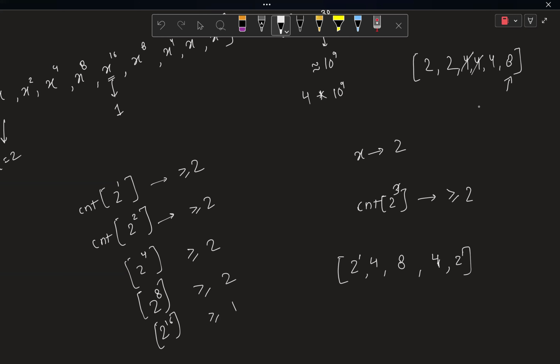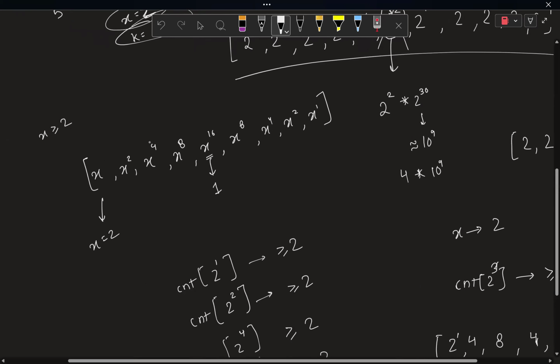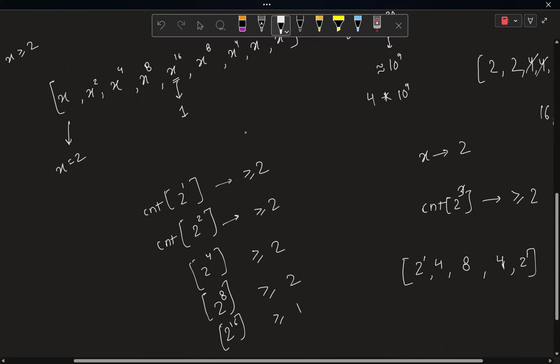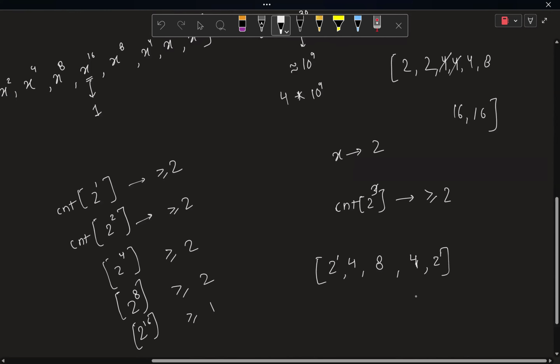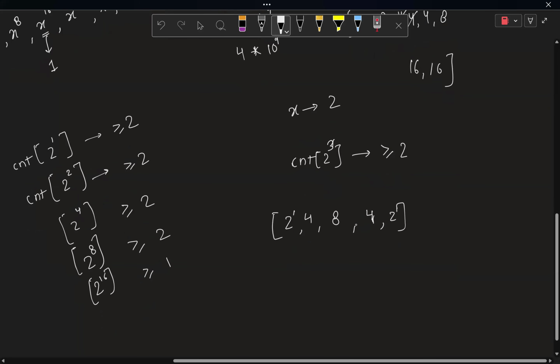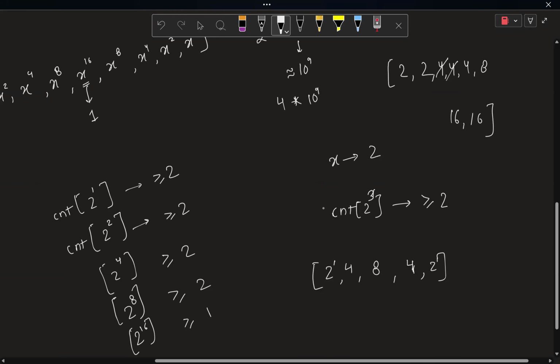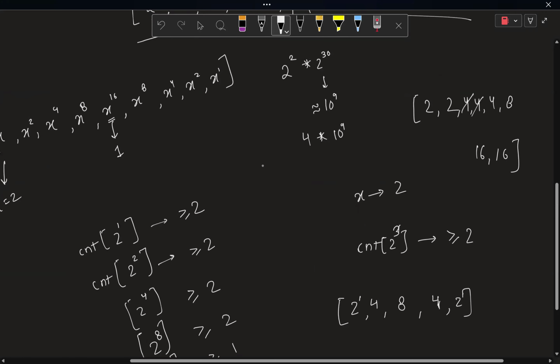And now, even if 16 was coming up, let's say two times, you still cannot use these 16s because the pattern just stopped here. If you wanted to have 16 inside your subset, then you would require two occurrences of 2 raised to the power 3, which you don't have right now. So the pattern will just stop here. Sorry, not that, 16 is 2 raised to the power 4 here.